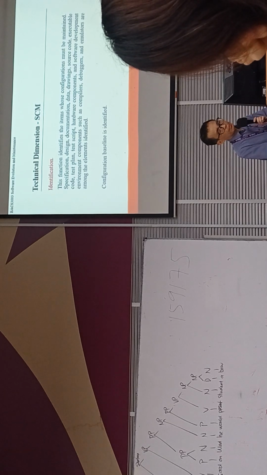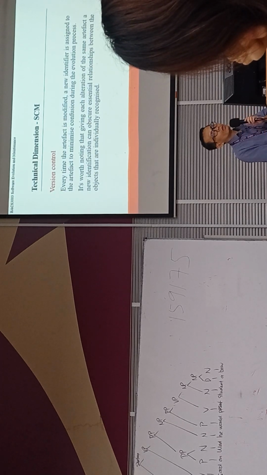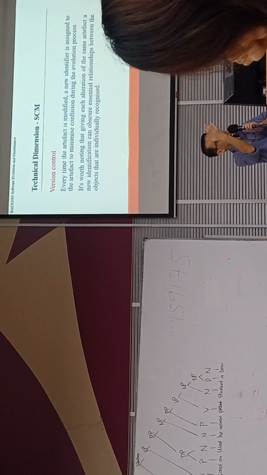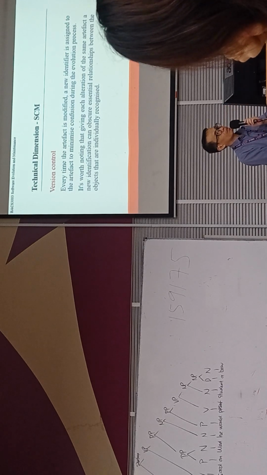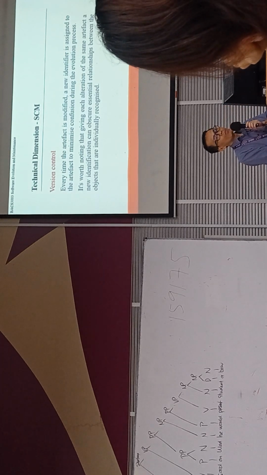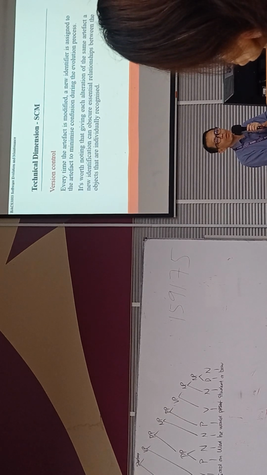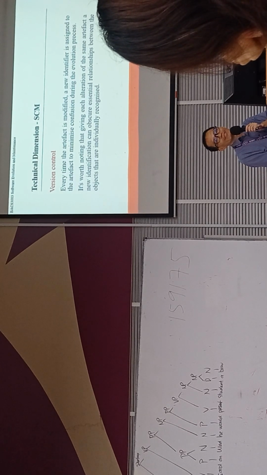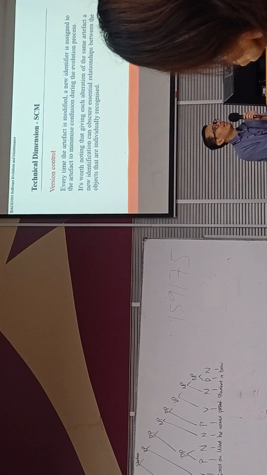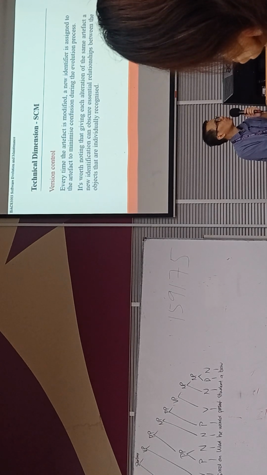Now version control. This function is also in the product dimension. I guess we all know what version control is already, right, by going through our practical file. So does anyone not know what version control is?